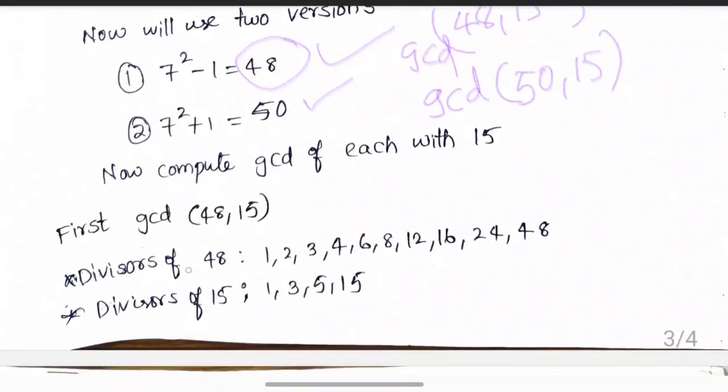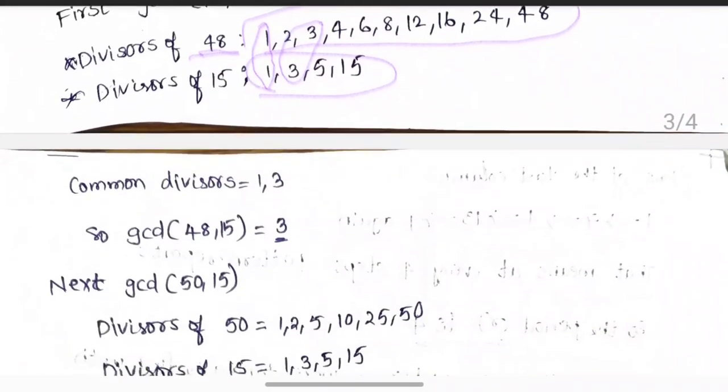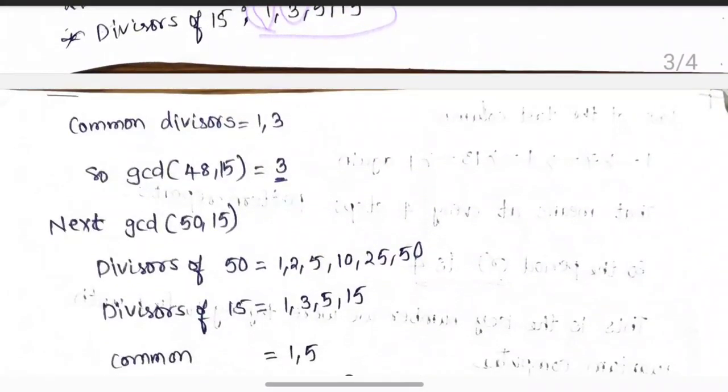If you take divisors of 48, you will be getting all those terms. If you take divisors of 15, you will be getting all these terms. In these, 1 is common and 3 is common, the rest are not common. So common divisors are 1 comma 3, but we need prime factors, so we choose 3 because this is the only thing that is left other than 1.